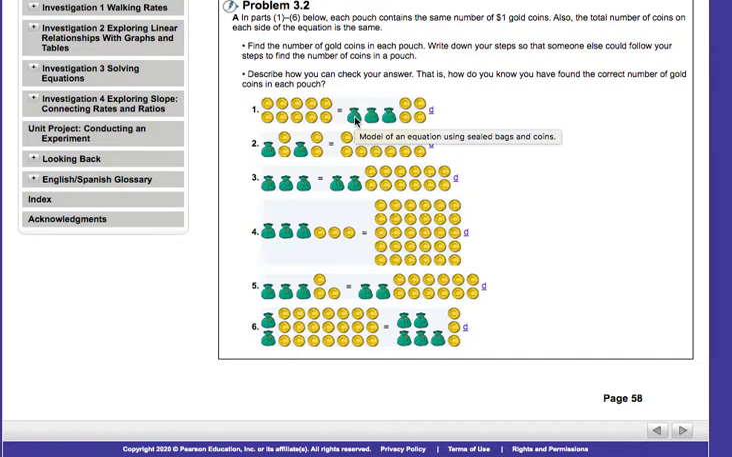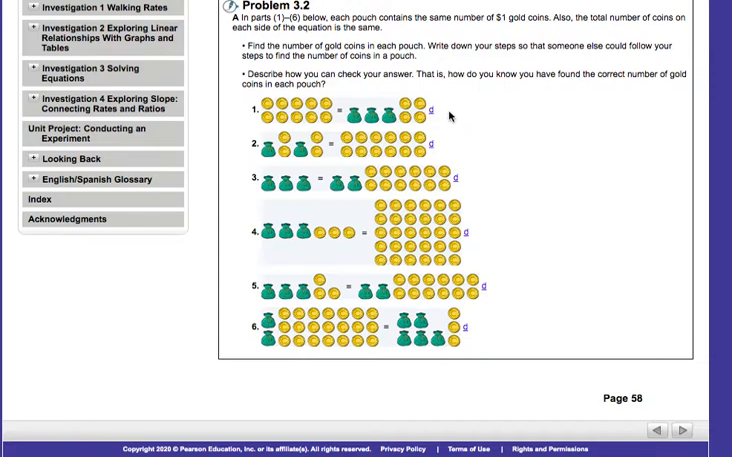And if there are 2 coins in each pouch, then there'd be 2, 4, 6, 8, 10 coins on this side, and that equals 10 coins on that side. It's a true statement. So we've proven that the unknown equals 2. Okay, that might be a lot. If you need to rewind this and listen again, please do.